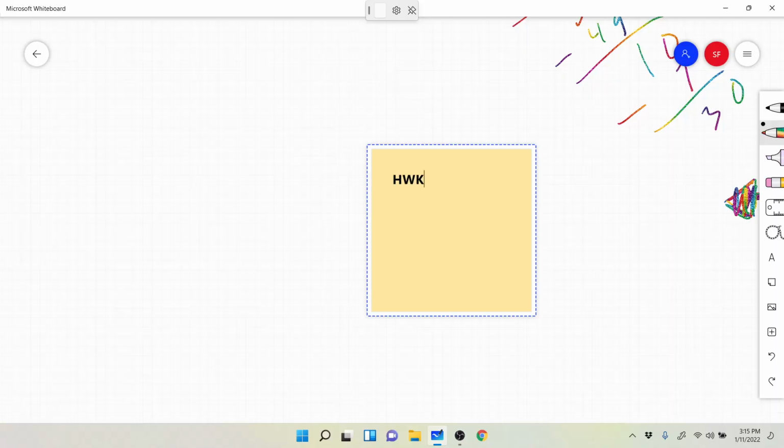Homework. Page 247. We're doing numbers 12 through 50, evens.